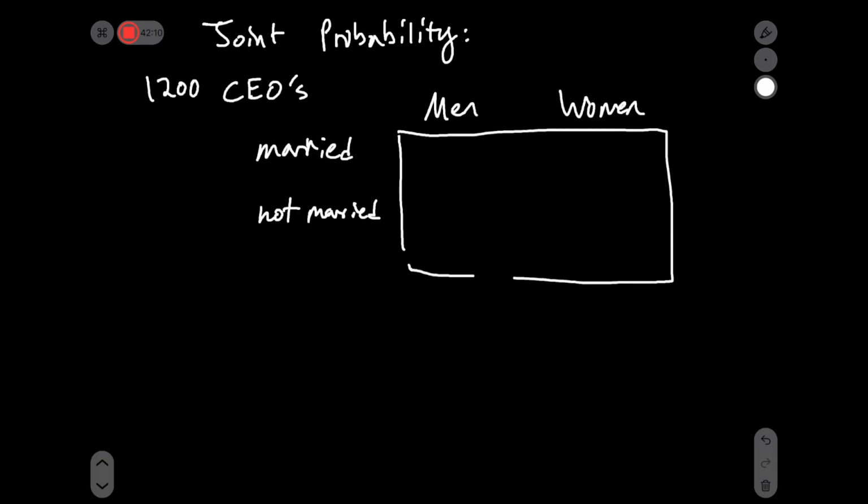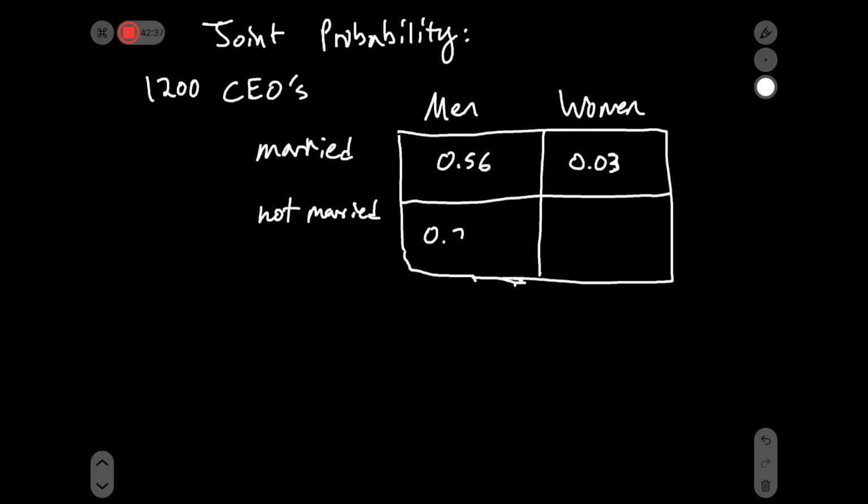Okay, so there we go. So do a little 2x2 matrix here. So this is joint probability. So 0.56 or 56% of those that were surveyed are men that are married. 0.03 are women who are married. 0.24 are men that are not married, and 0.17 are women that are not married.